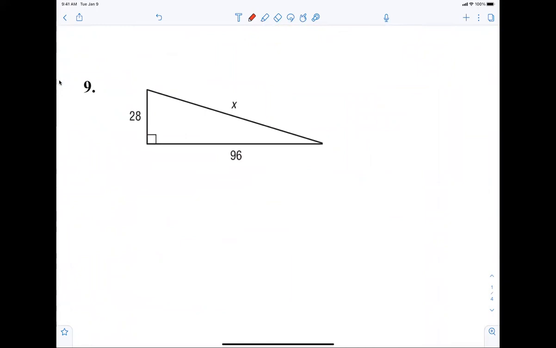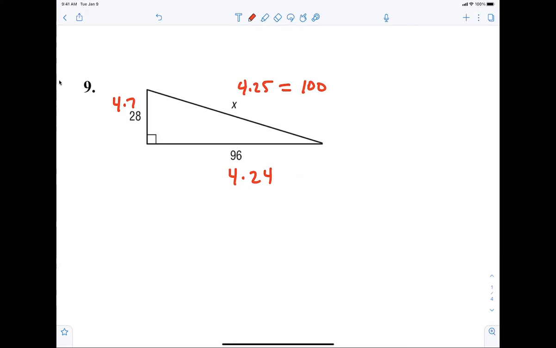Number 9. Uh-oh. What goes in here? 4 times 7. 4 times what? So 7, 24, 25. So that's 4 times 25, which is what? Good.